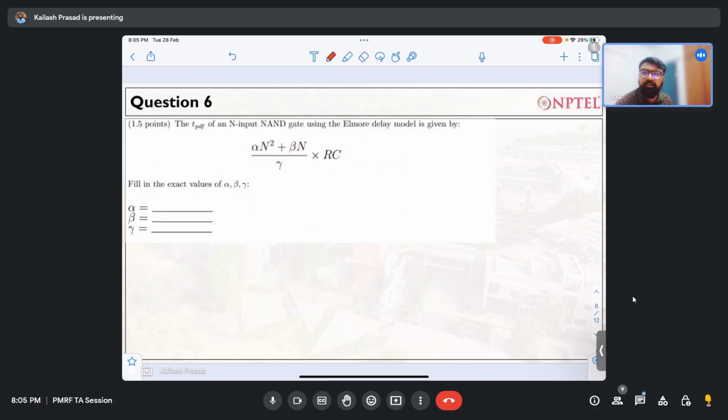Very simple question. The PDF of an n input NAND gate, propagation delay, is given by this equation, the Elmore delay formula. The thing is, you have to find out what will be alpha, beta, and gamma. So let me do this for you quickly. So this is what an n input NAND gate will look like.